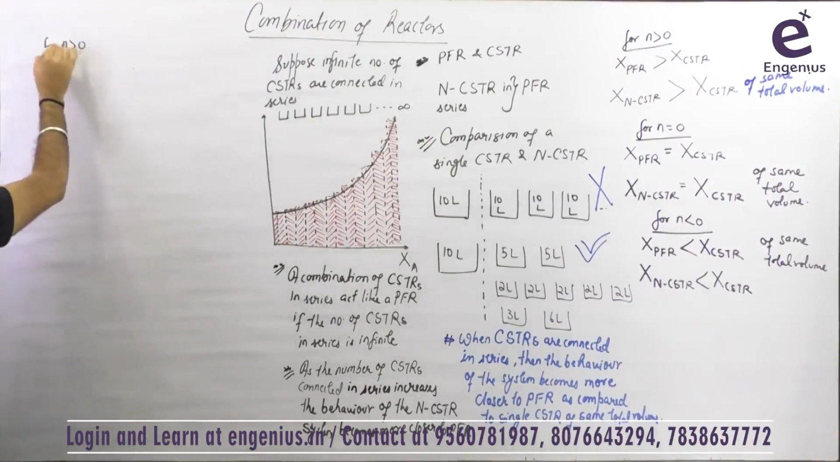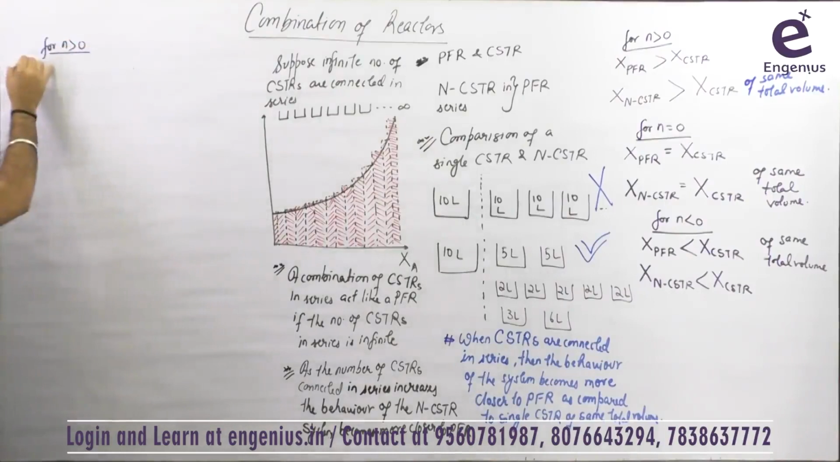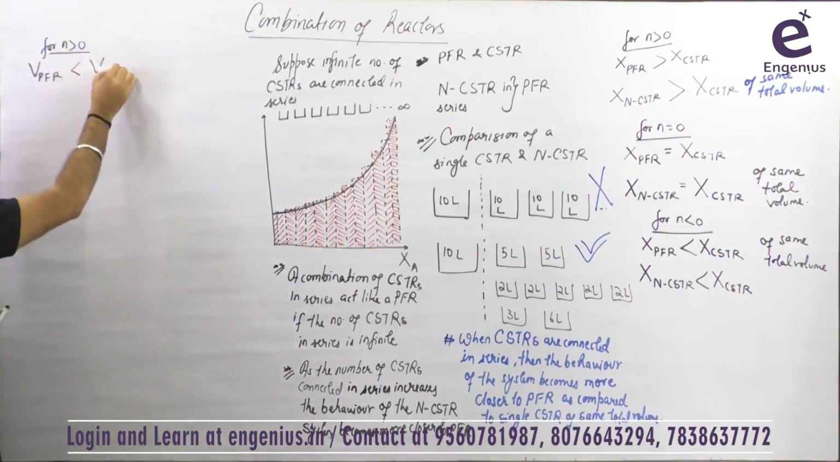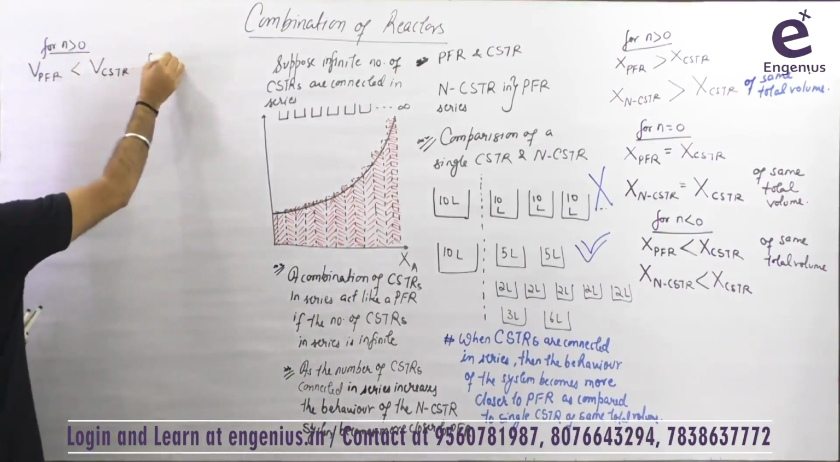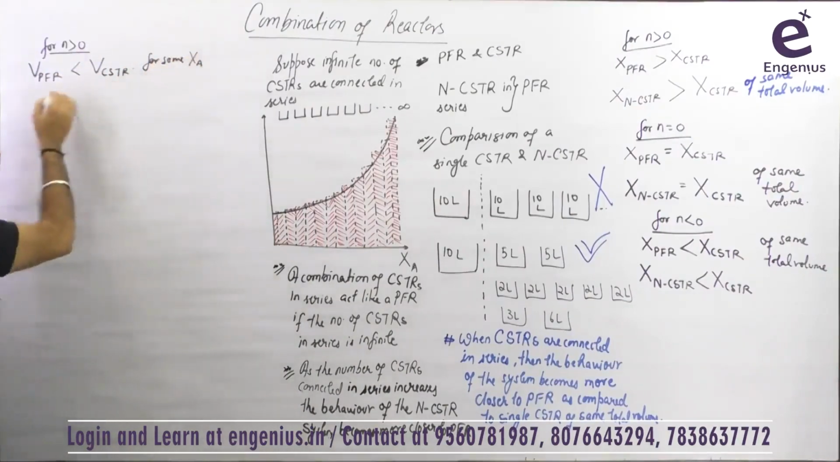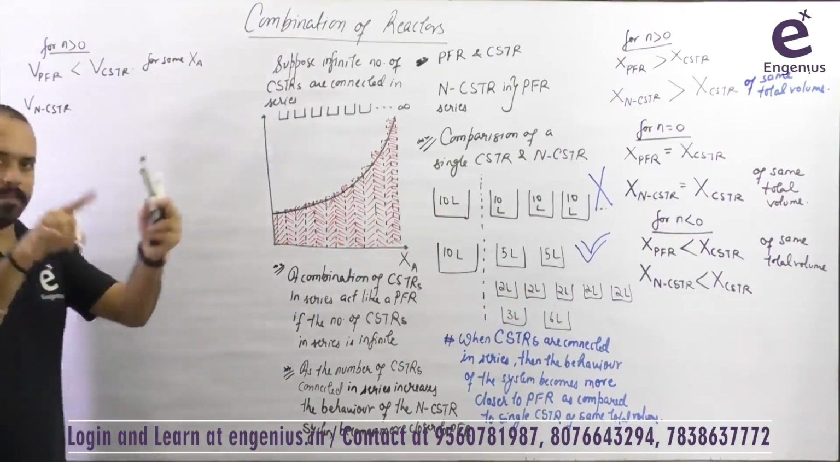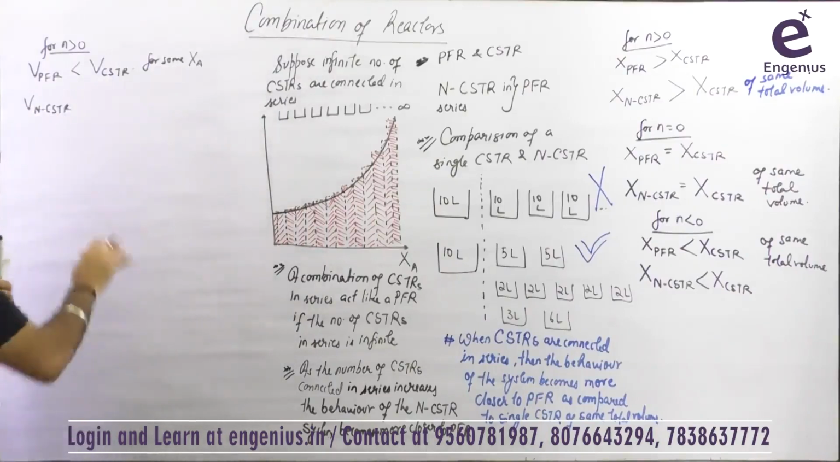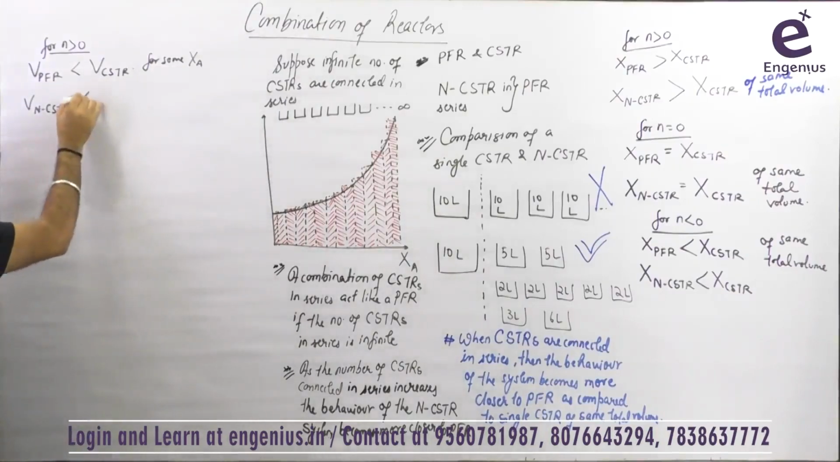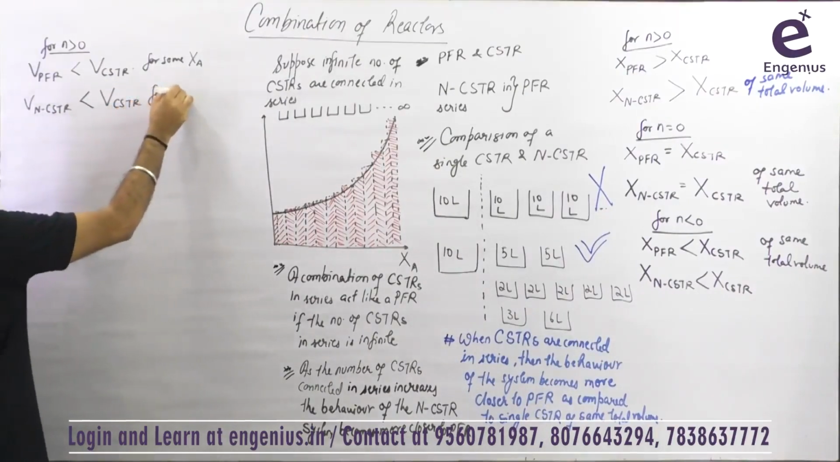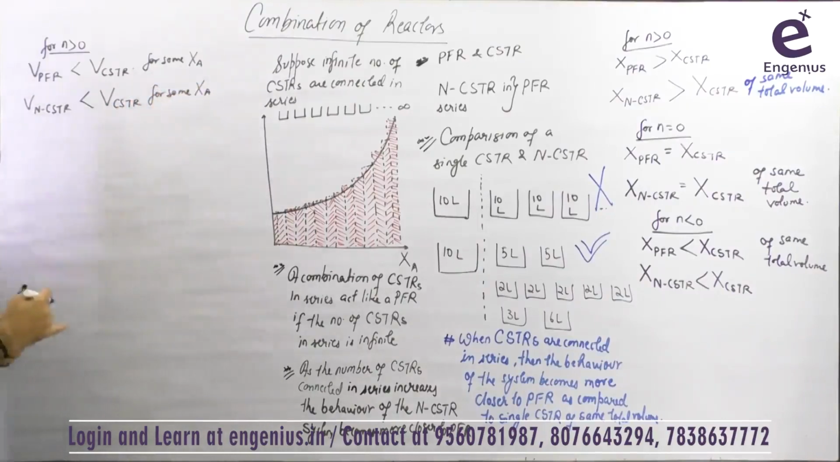For n greater than 0, what we have studied? We have studied that volume required by a PFR, because PFR was suitable, right? And suitable means volume should be less, is less than the volume required by a CSTR for same conversion. So what is the meaning of PFR here? Volume of NCSTR. And please note, when I am talking about volume of NCSTR, I am talking about combined volume, means V1, V2, V3, everything, okay? Volume required by NCSTR is definitely less than volume required by single CSTR for same conversion. This is how you can make more and more conclusions from same discussion.